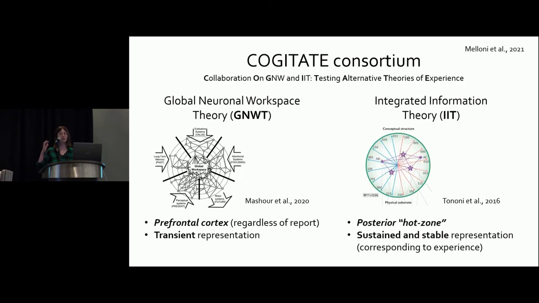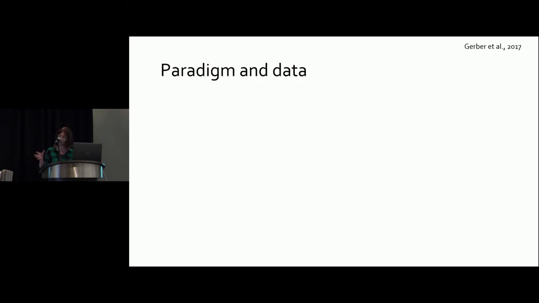IIT ties consciousness to a broad and vaguely defined region called the posterior hot zone. But importantly, this also includes the sensory regions, so the ventral temporal stream is included in this. And on the temporal side, they are committed to a sustained and stable representation corresponding to the duration of the stimulus. So now that we have the motivation, it's time for more concrete details.